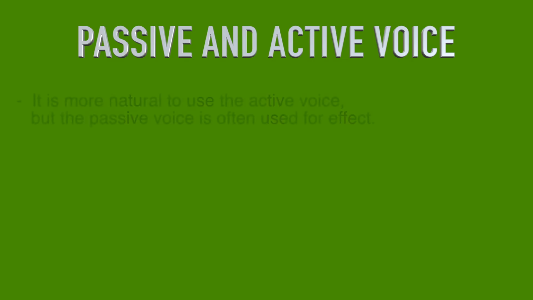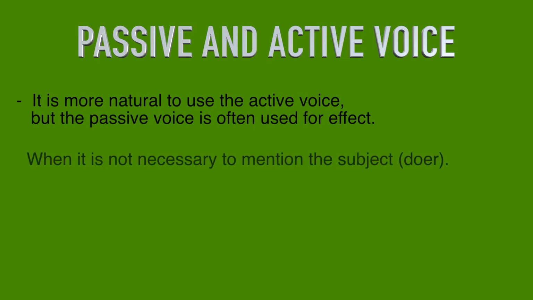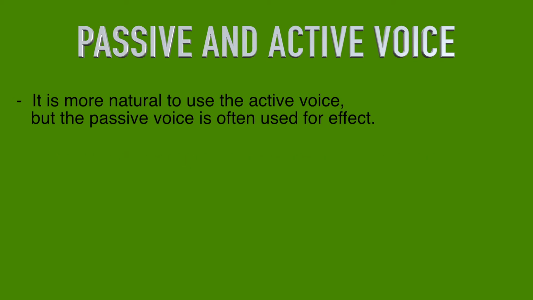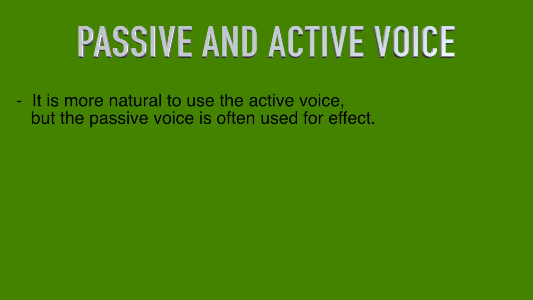You should also take note that it is more natural to use the active voice, but the passive voice is often used for effect. For example, when it is not necessary to mention the subject, the doer. For example, refreshments will be served. When we are not sure who did the action, for example, the diamonds were stolen. When demands are made anonymously, for example, smoking is not permitted in the cinema. When a nameless accusation is made, for example, this shirt has been ruined in the wash.